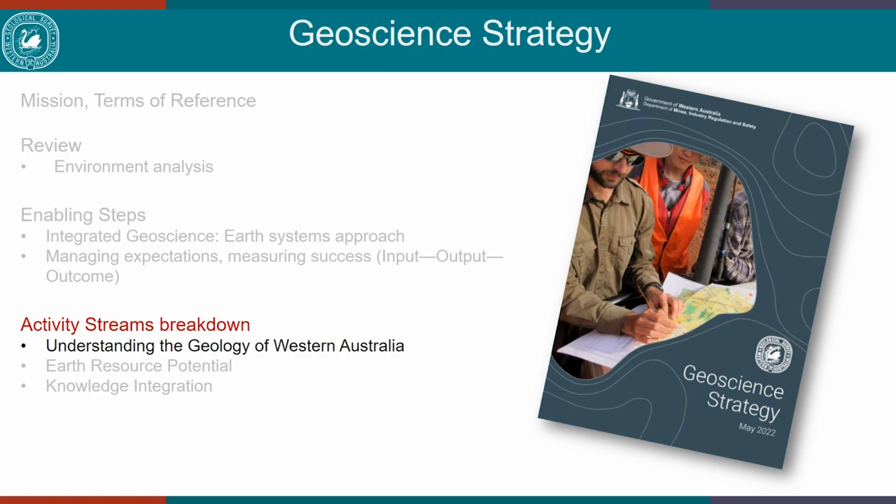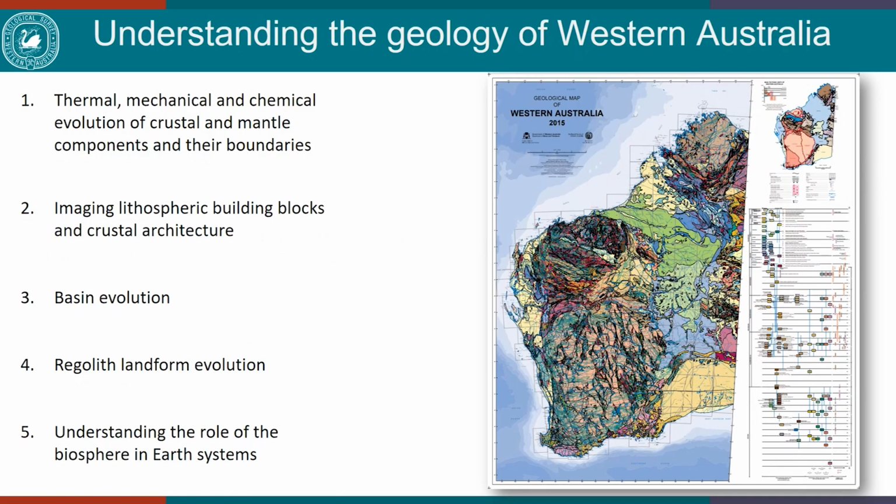How can we break down the activities in different streams? Fundamental to understanding the geology of WA is understanding the thermomechanical and chemical evolution of the crust and mantle, and how individual components of WA interact and what kind of boundaries they have. So we need to image lithospheric building blocks and crustal architecture. We need to understand basin evolution. We need to understand regolith landform evolution and the role of the biosphere in Earth systems.